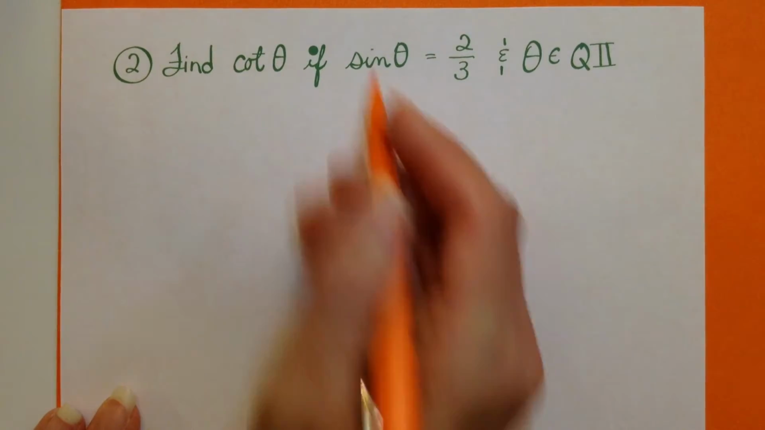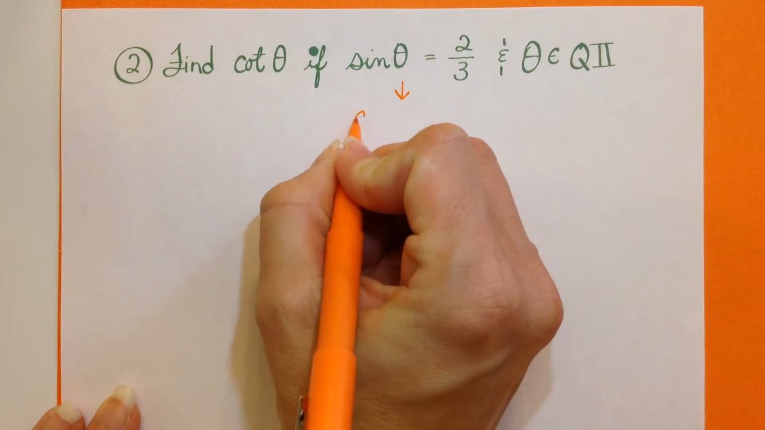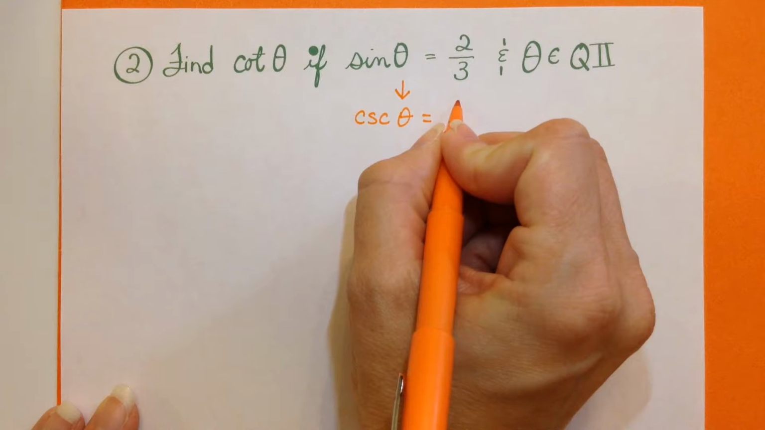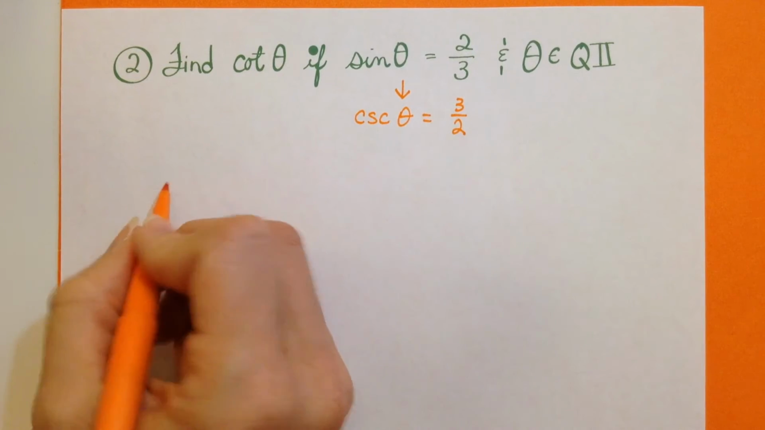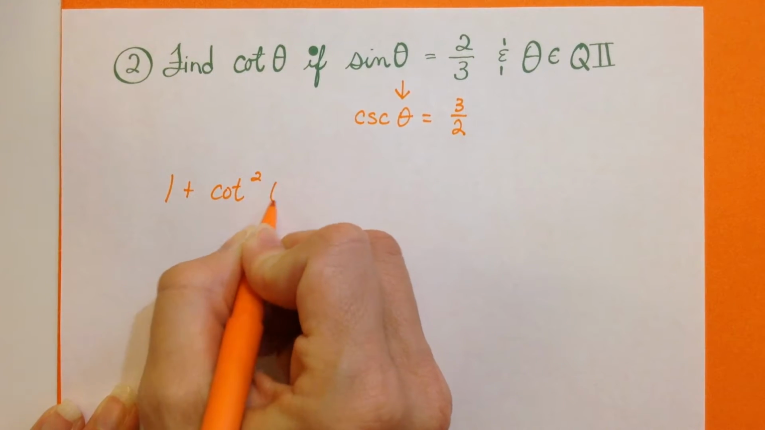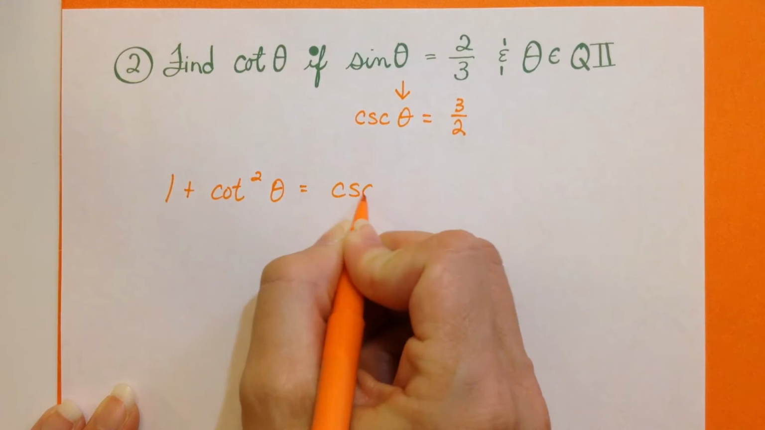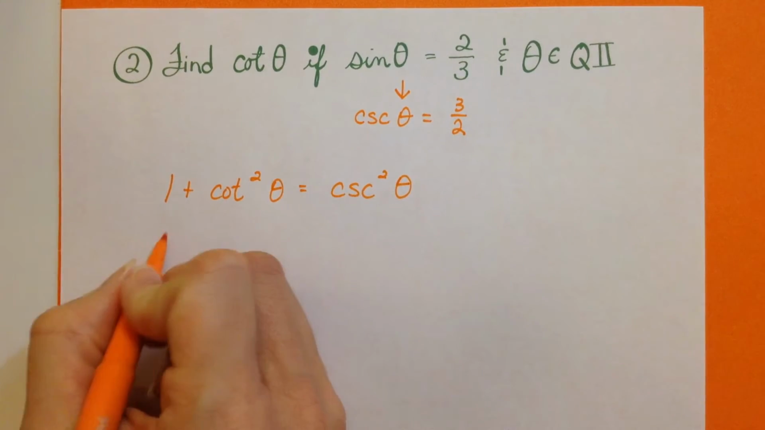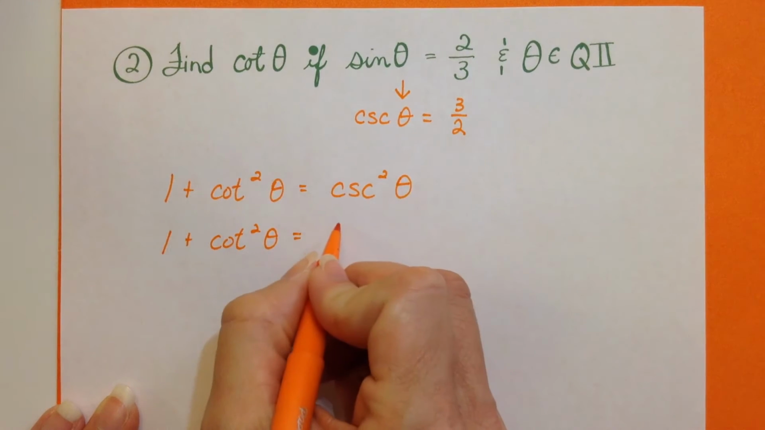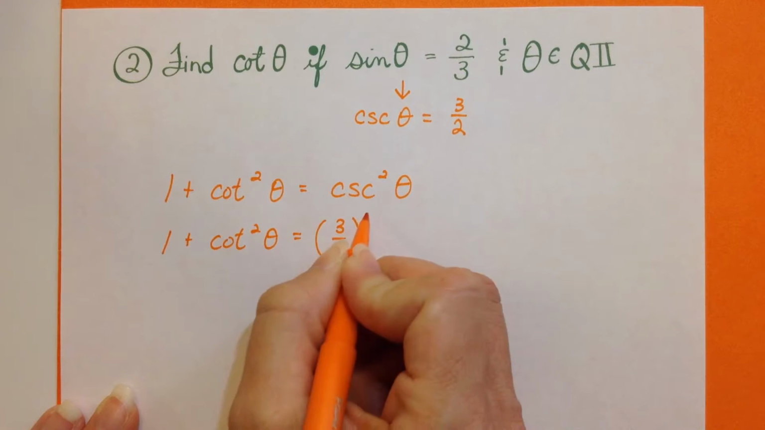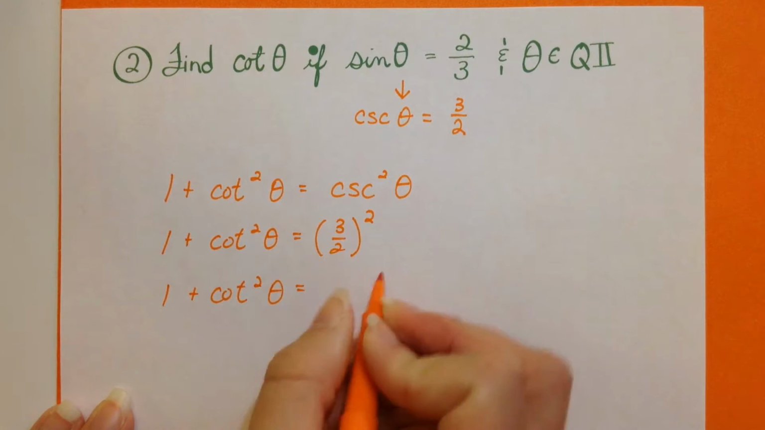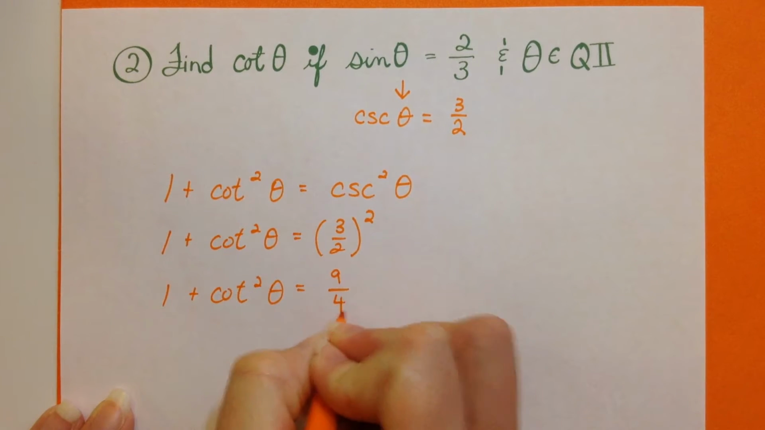Okay, so what you need to know from here is that cosecant, again, is the reciprocal of sine, so that's going to be equal to 3 over 2. Alright, so I'm going to use 1 plus cotangent squared is equal to cosecant squared. So I can substitute in my 3/2. So that's going to make this equal to 9/4.